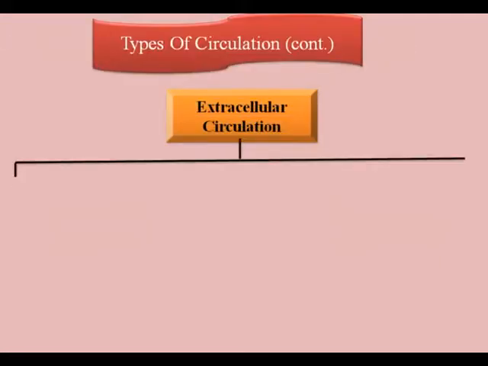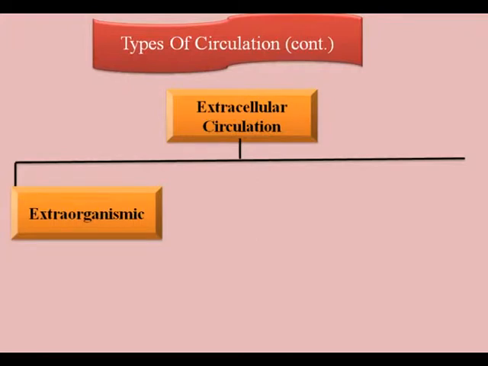Extracellular circulation can be of two types. First one is extraorganismic. What is extraorganismic circulation? Actually, extraorganismic circulation is when the water of the external environment circulates through the body. This is also called water circulation system.